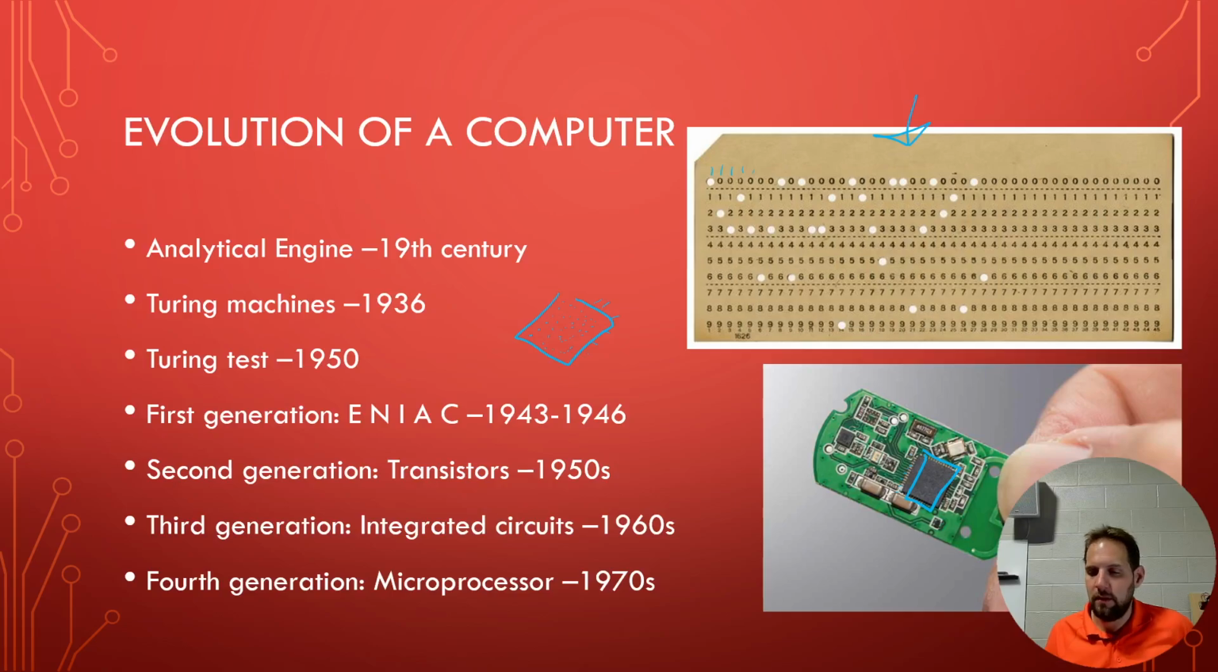Now we're at the microprocessor era, which is the 70s, where the microprocessor contained all the processing circuitry that could be needed, also called the central processing unit. So it controls all the functions and processes all the commands. That's still the generation we're using.